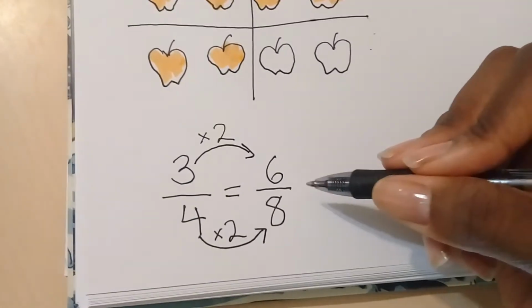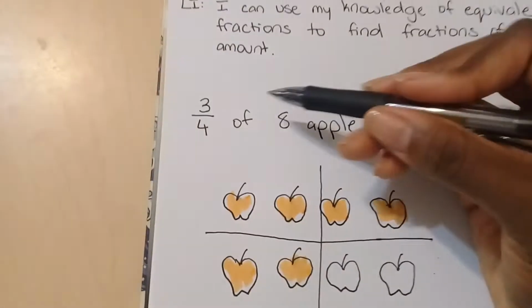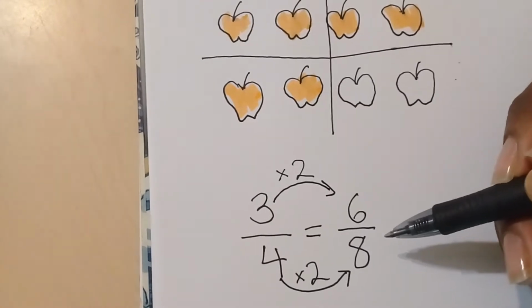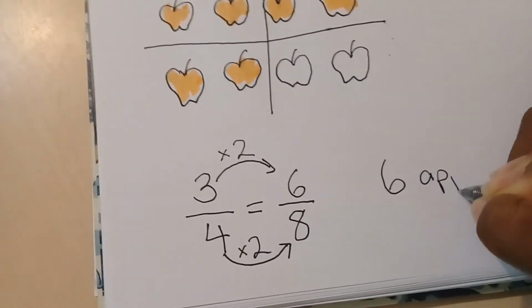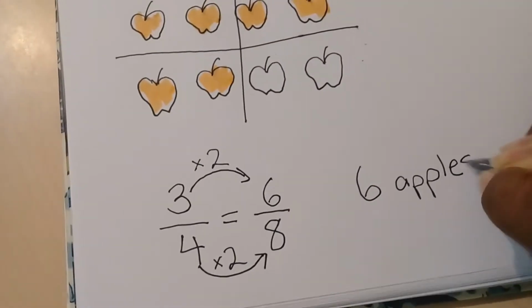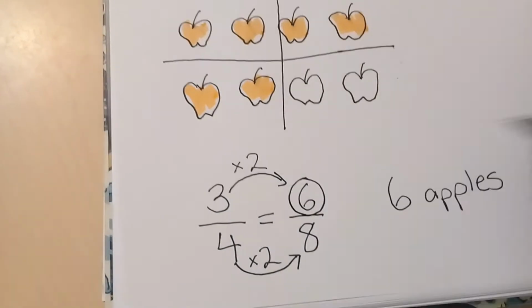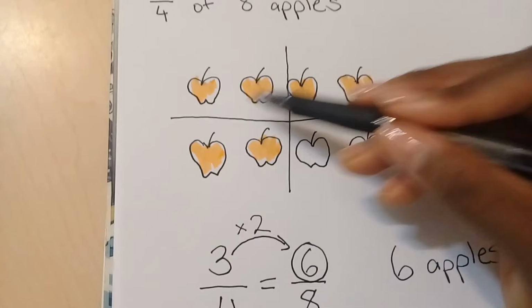But here's the key thing. When you do it like this, your answer isn't 6/8, because I'm trying to find 3/4 of 8 apples. My answer isn't 6/8 apples. My answer is just 6 apples. So when you use the strategy of going for equivalent fractions, you have to remember your answer is just your numerator. So here, my answer is not 6/8, it's 6 apples.